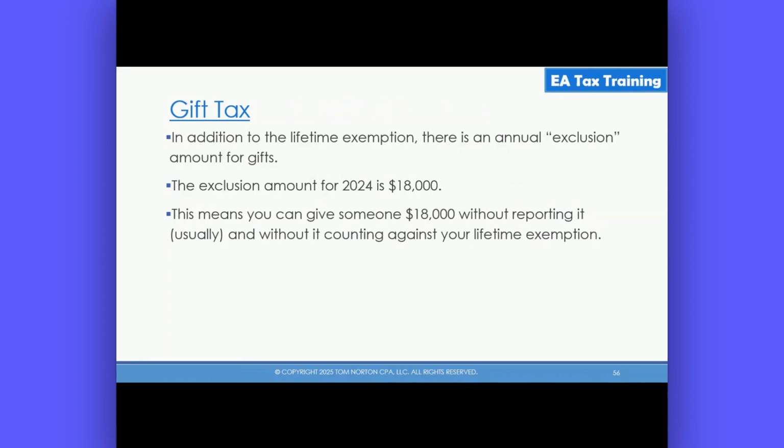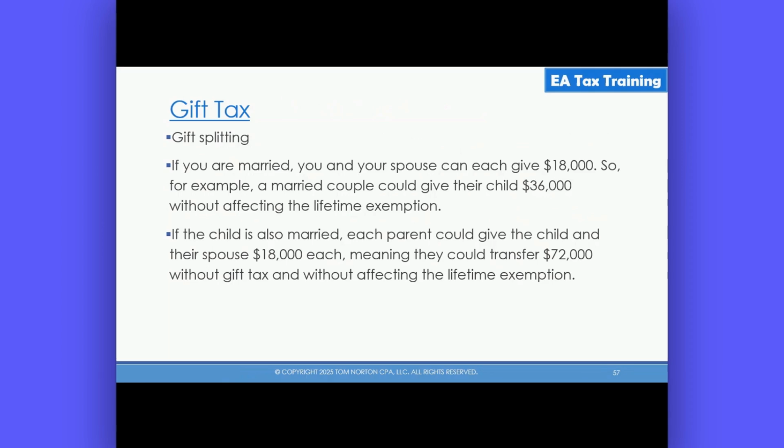So now let's talk about the gift tax. In addition to that lifetime exemption of $13 million, there's also an annual exclusion amount. So if you give a gift underneath the exclusion amount, then you don't have to pay gift tax and you don't have to worry about reducing that $13 million exemption. It has no effect whatsoever. The exclusion amount for 2024 is $18,000. So this means you can give someone up to $18,000 without reporting it and without counting it against your lifetime exemption.